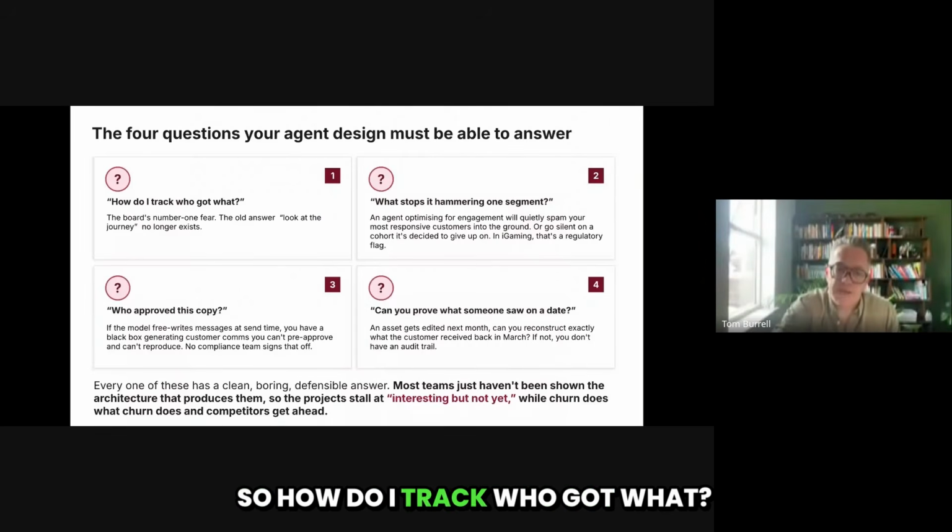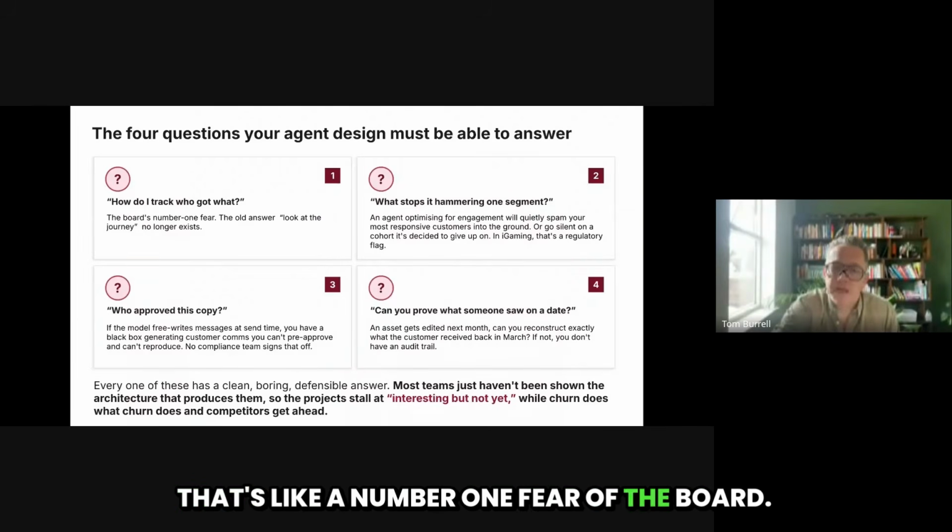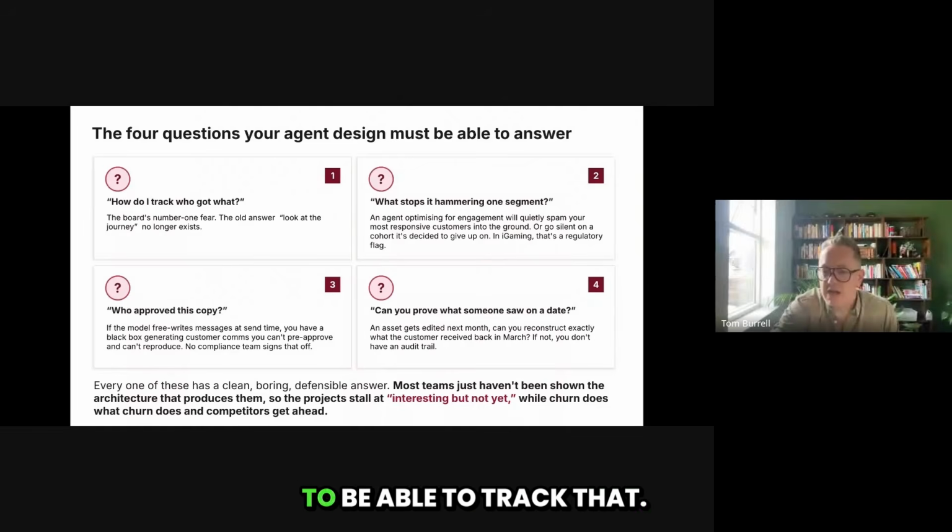So how do I track who got what? That's like the number 1 fear of the board. If there's no journey to look at, you need to be able to track that.